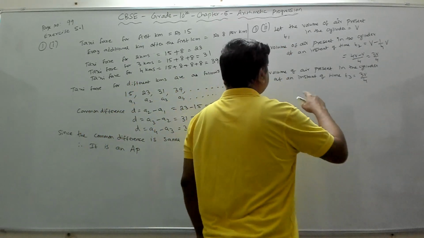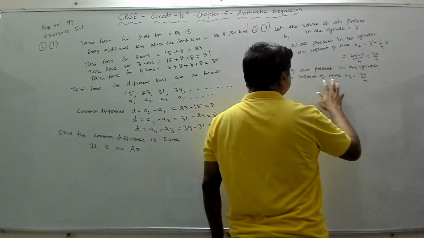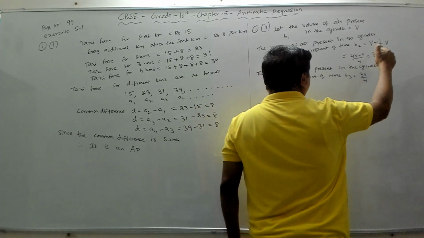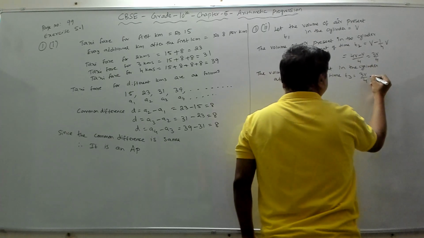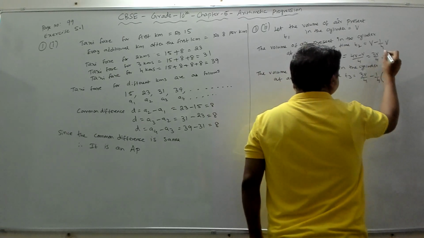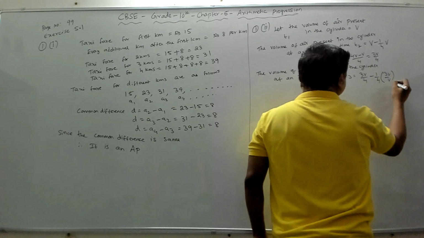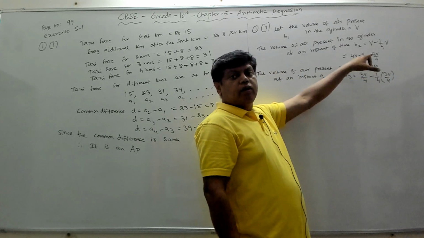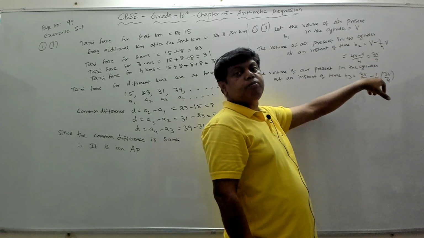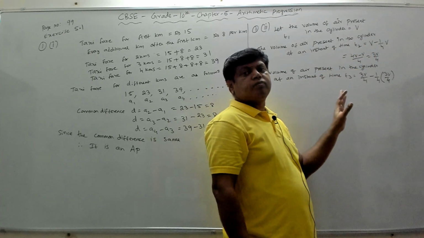So which means the volume of air present in the cylinder at any instant of time T3 will be what? How much ever air was present in T2 time minus 1 by 4 of the volume. Volume is 3V by 4. So this is the volume of the air present. From this 3V by 4, it will subtract 1 by 4 of 3V by 4. That will be the remaining.